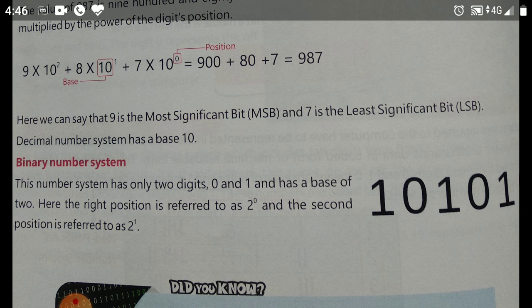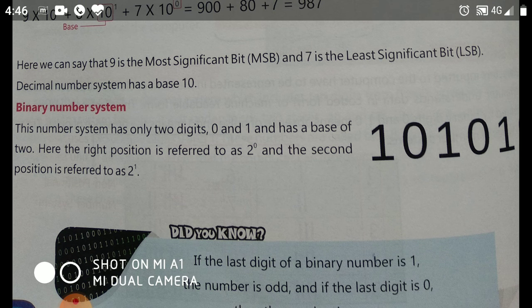Then binary number system. Binary, bi means 2. This number system has only two digits, 0 and 1. The base of this number system is 2. Here the rightmost position is referred to as 2 raised to 0, and the second position is referred to as 2 raised to 1. As the base is 2, we have to consider 2 raised to 0, 2 raised to 1, 2 raised to 2, like that.